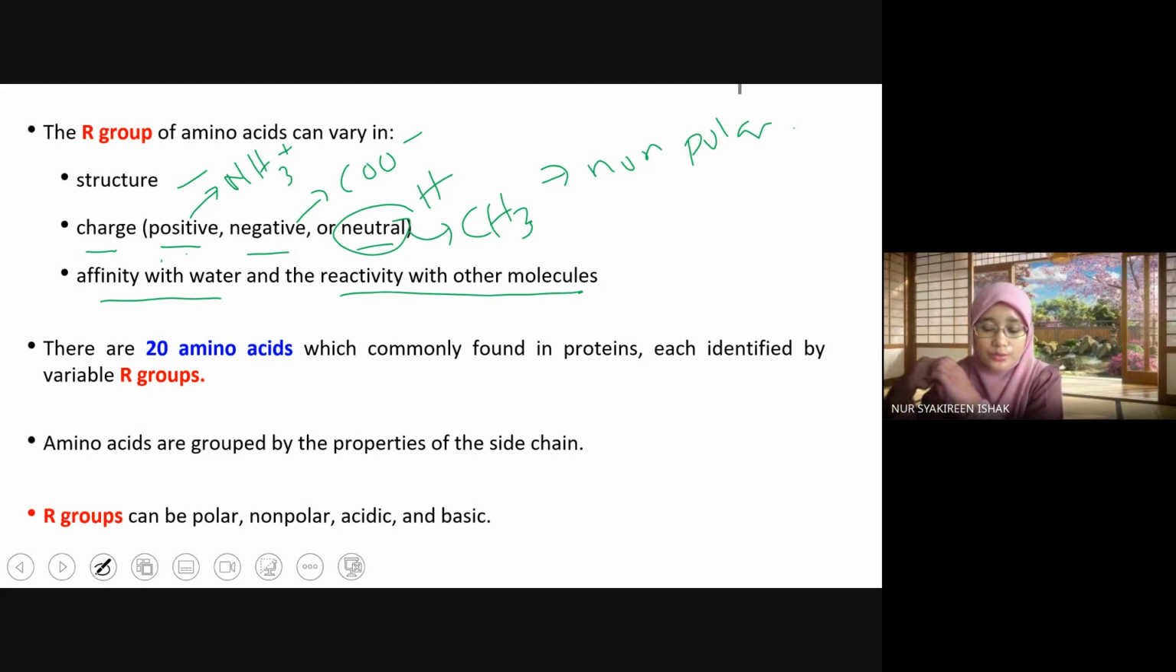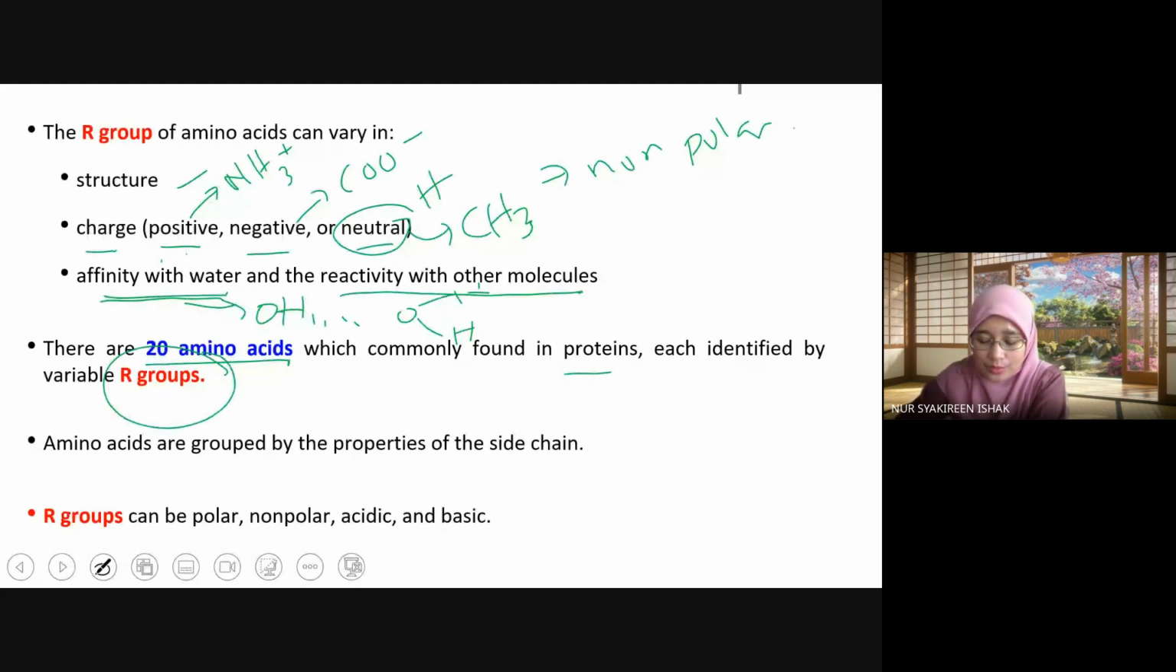Okay, so the R group of amino acid can vary in affinity with water and their reactivity with other molecules. So for example, if the side chain has hydroxyl group, OH, this allows the amino acid to have a polar property. It can form hydrogen bonds with water molecule. For example, we will look later at the different structures of the 20 different amino acids. So there are 20 different amino acids commonly found in proteins, each identified by the different R groups.